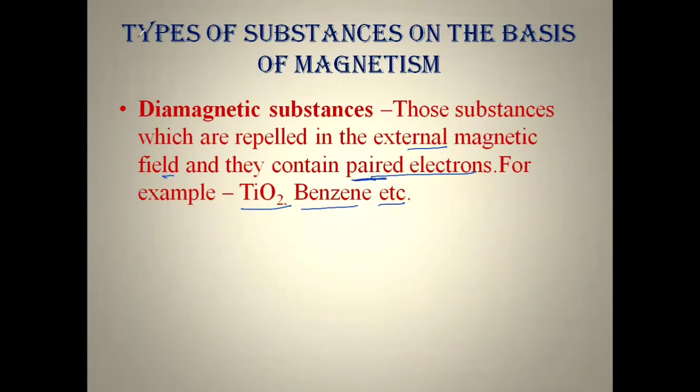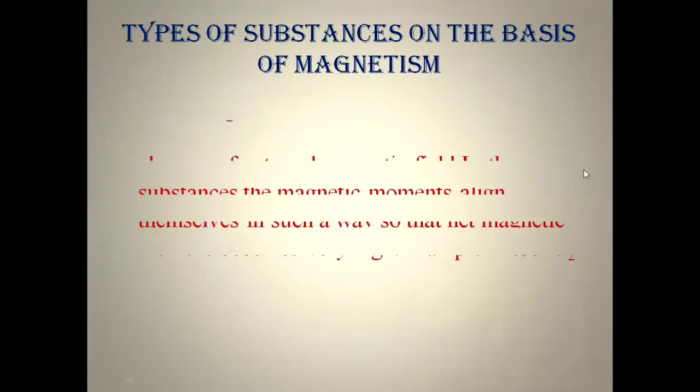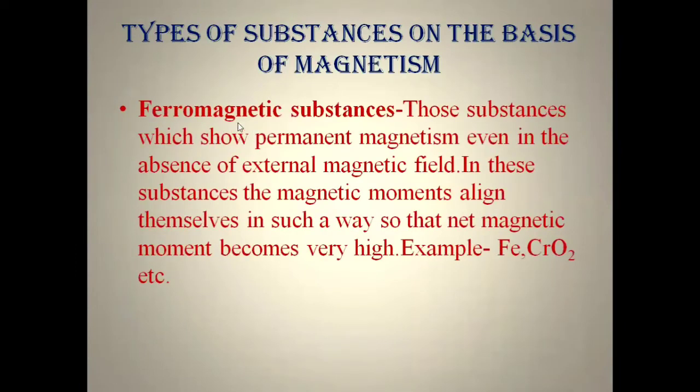Next is ferromagnetic substances. So what are ferromagnetic substances? Those substances which show permanent magnetism even in the absence of external magnetic field. It means if we place these substances in a magnetic field, they will get magnetic character. But whenever the magnetic field is removed, they still show the magnetic character. It means they show permanent magnetism.